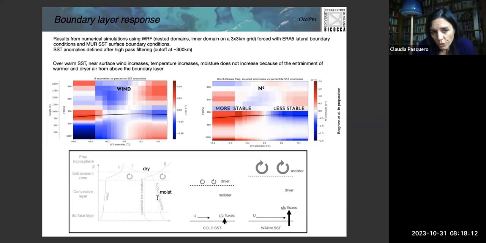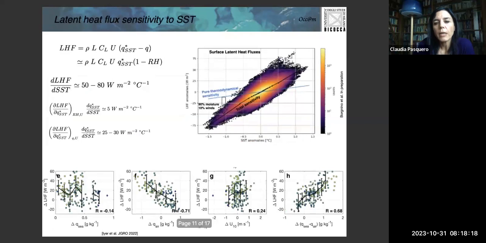So having understood this, we can clearly look at the fluxes and how the fluxes respond, and interpret the different role played by the different types of responses to SST. What is shown here is the latent heat flux anomalies versus the SST anomalies from the model. We see that the typical mean sensitivity from the model is on the order of, let's say, 50 watts per meter square per degree Celsius, which is in the same ballpark as the observations.